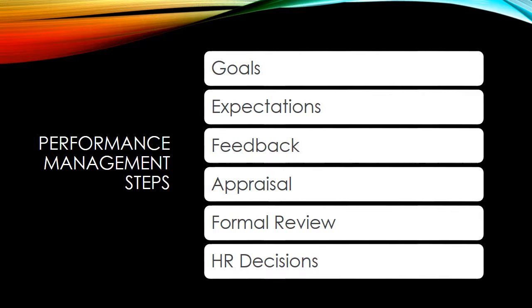The steps in performance management are: Step 1, set goals to align with higher level goals. Step 2 is set behavioral expectations and standards and align those with the employee and organizational goals. Step 3 is ongoing performance feedback during the cycle. Step 4 is appraisals of performance done by managers. Step 5 is a formal review process and session conducted by the manager with the employees. And step 6 is HR decision making.